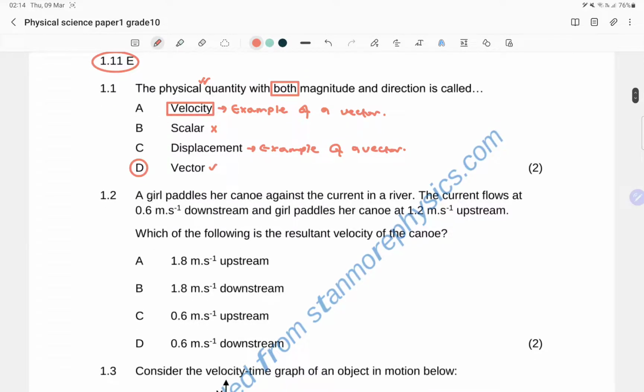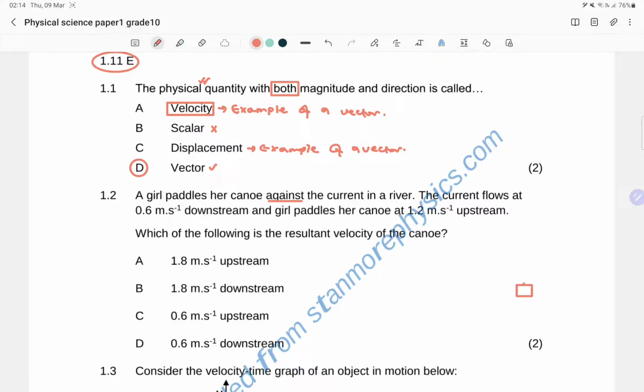Now 1.2 says a girl paddles her canoe against the current in a river. She's paddling against the current. Now the current flows at 0.6 meters per second downstream, and the girl paddles her canoe at 1.2 meters per second upstream. So if we're to draw some kind of a free body diagram, do you guys do free body diagrams? I don't know, maybe let's just do a vector diagram.